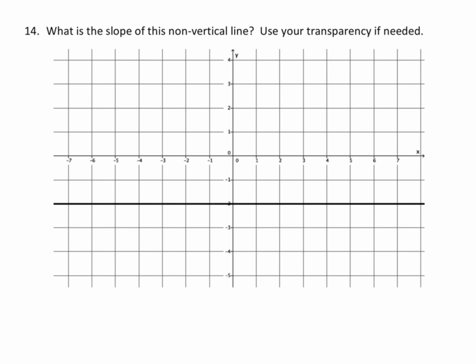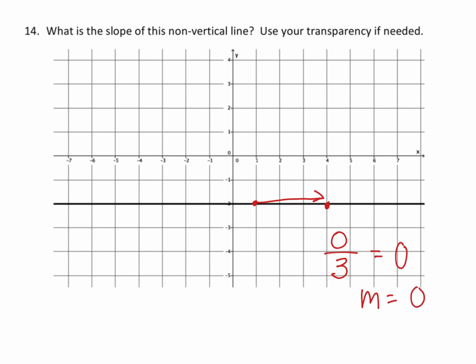This one's the toughest one here, but if you pick any 2 points, you can look at, okay, how far did I go in the vertical direction? Did I have to go up or did I have to go down? And the answer is neither. I didn't go up or down. So there was no change vertically, but I went right 3. And 0 divided by 3 is 0. So this one has a slope of 0.